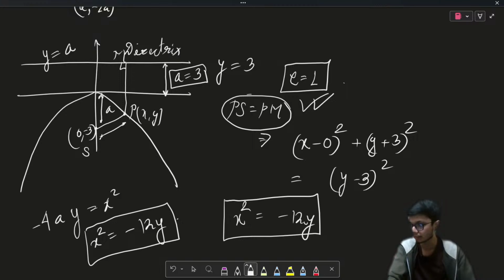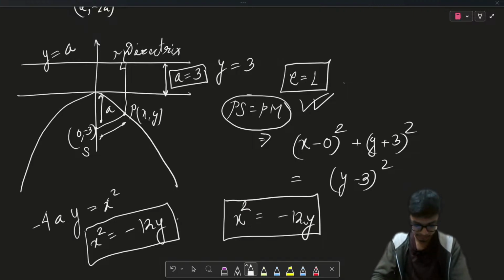I hope this is clear to all of you. Is this part clear? I hope this is clear, right? So this was basically a basic discussion on the standard equation of the parabola. Okay, so if you have any problem, please do let me know so that we can discuss on it, right?